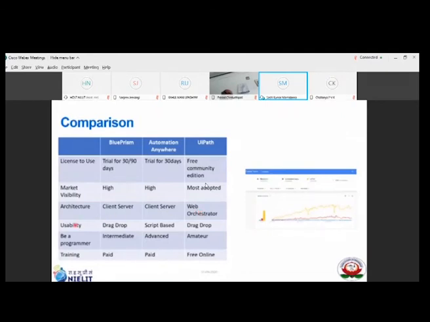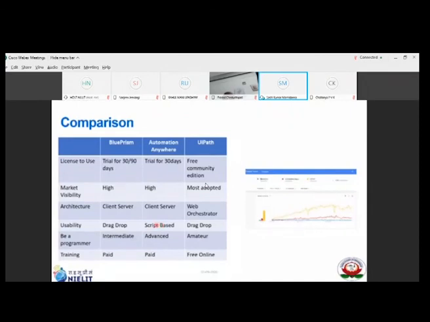With regards to usability, from the perspective of a developer, Blue Prism and UiPath are the ones which are totally drag and drop. So it's extremely simple. All you need to do is drag and drop, understand what functionality each of these drag and drops has, and then simply develop your use case. But Automation Anywhere is a little bit script based. We will have to write a bit of code.